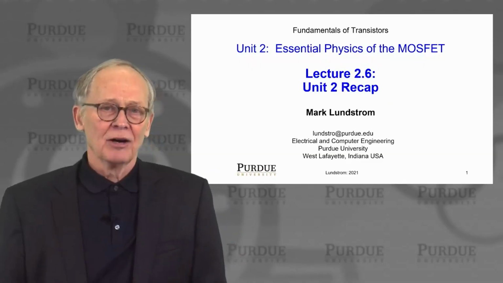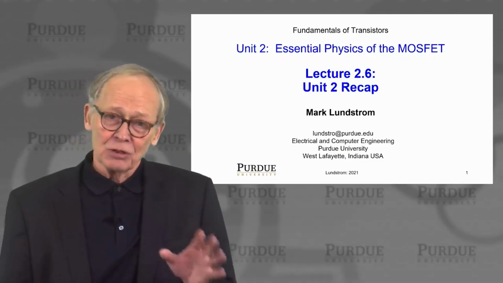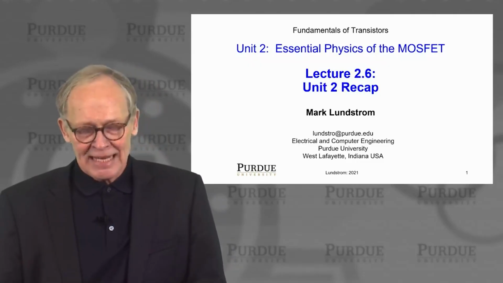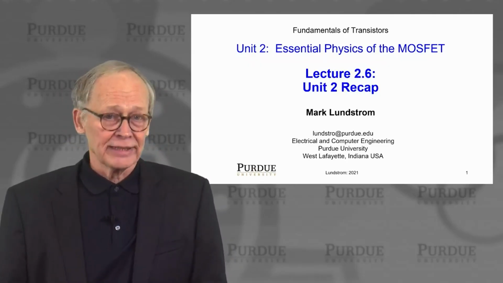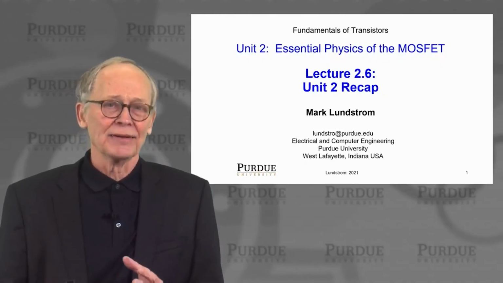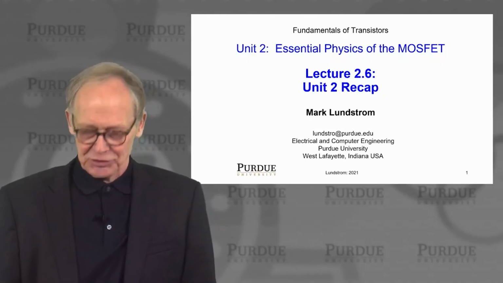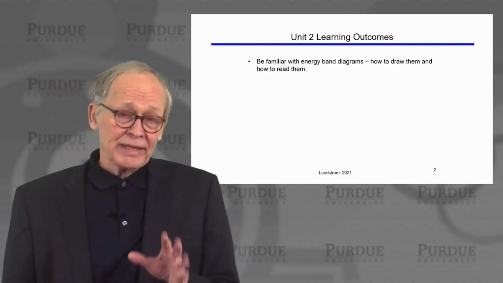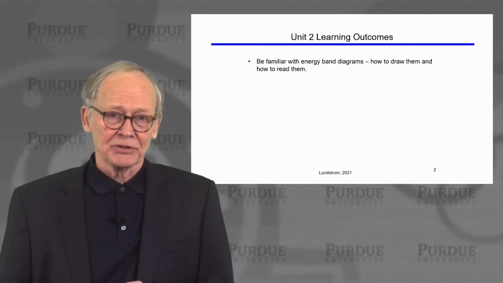Well, let's take a quick look now back at Unit 2. In Unit 1, we talked about current voltage characteristics outside of the transistor. In Unit 2, we started looking inside the transistor, which is what this course is all about, trying to understand why those IV characteristics have the shape that they do. We began with an energy band picture.